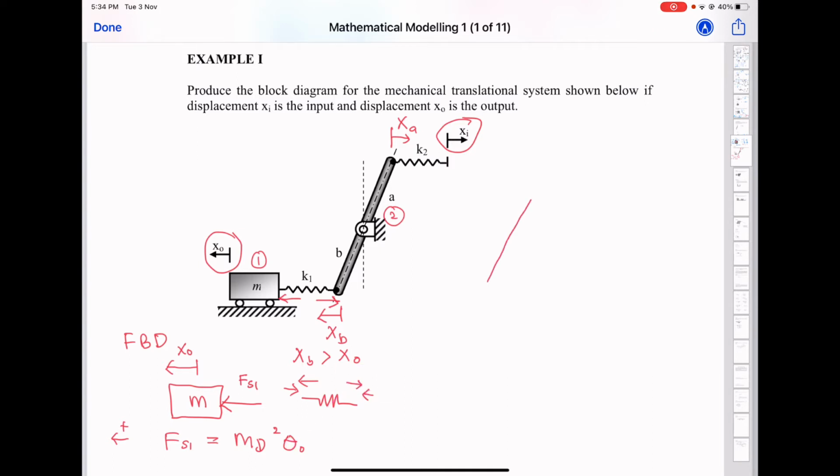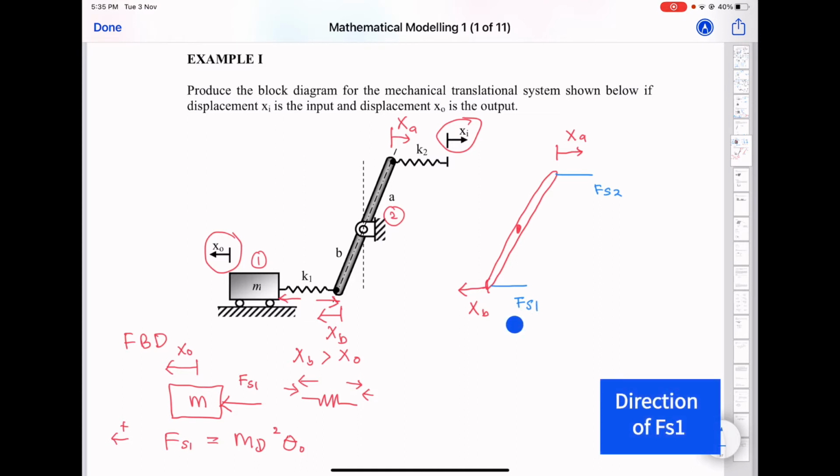So we draw the lever system. The lever will displace by XA, and also we have a displacement to this side by XB. Then in terms of force due to the spring, we have a force from spring number 2, so we write Fs2. Then we have another force for spring number 1, Fs1. For spring number 1, we know that the direction will be to this side.